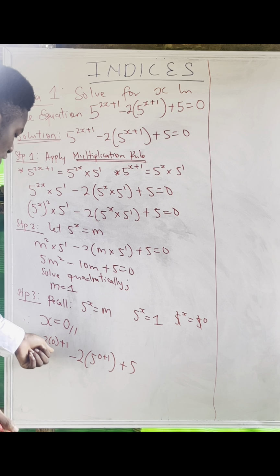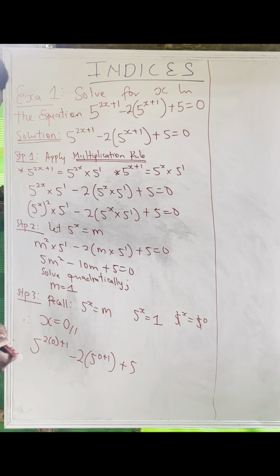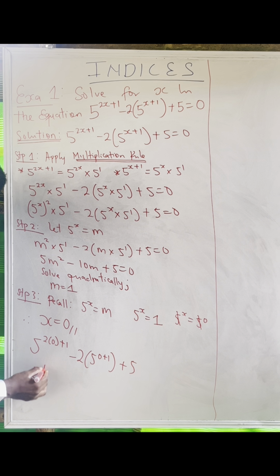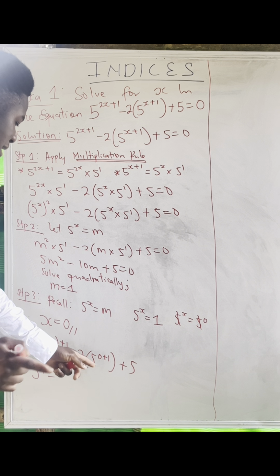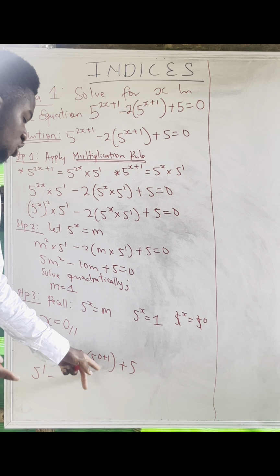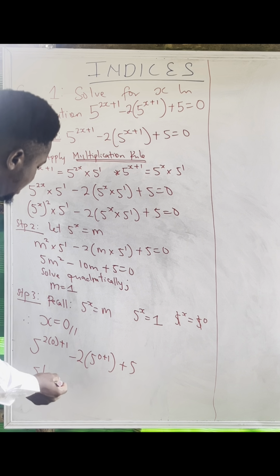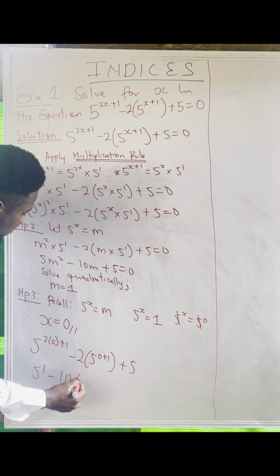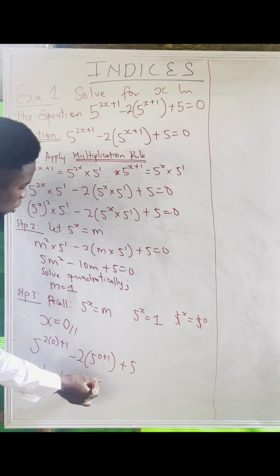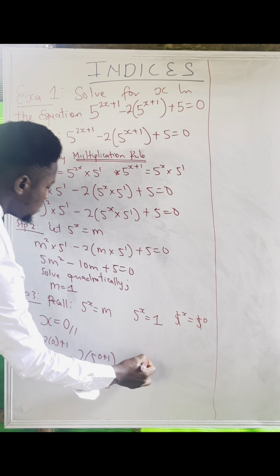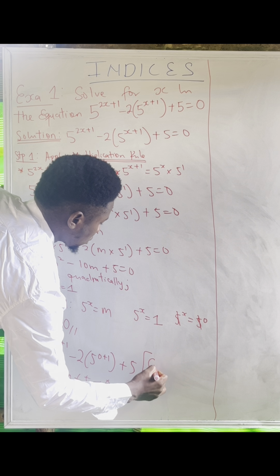What is 2 times 0? 0. 0 plus 1, 1. So this one will change to 5 raised to power 1 minus, what is 0 plus 1? 1. Then this is 2 times 5 raised to power 1, which is 2 times 5, 10. 5 minus 10 plus 5. You now see that 5 minus 10 is minus 5. Minus 5 plus 5 equals what? 0.